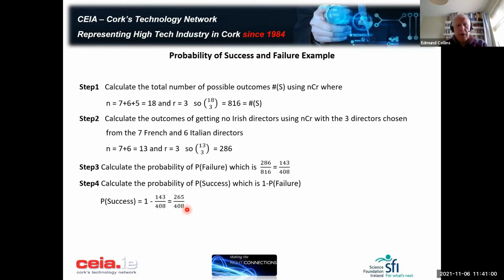So very nice example, I think, showing how it's sometimes better to calculate the probability of failure rather than success, and then work out the probability of success from that. So important concept there. Anyway, the thing is the probability of success is 1 minus the probability of failure.